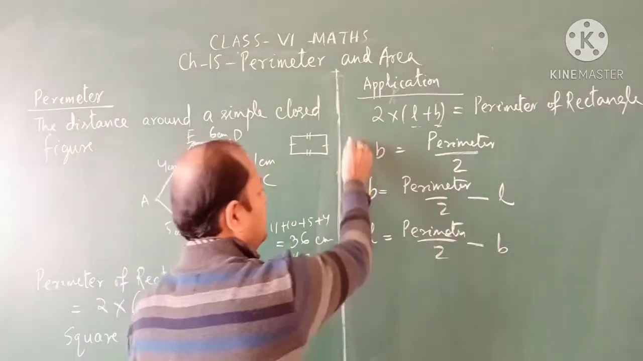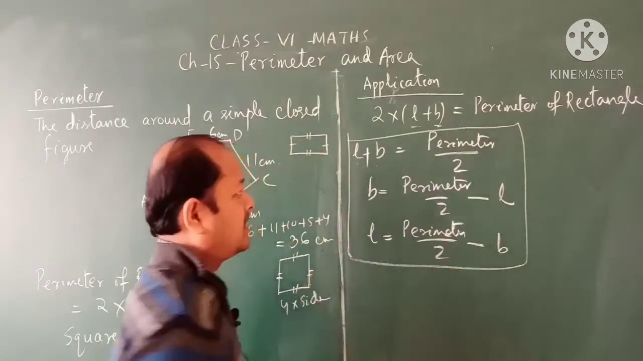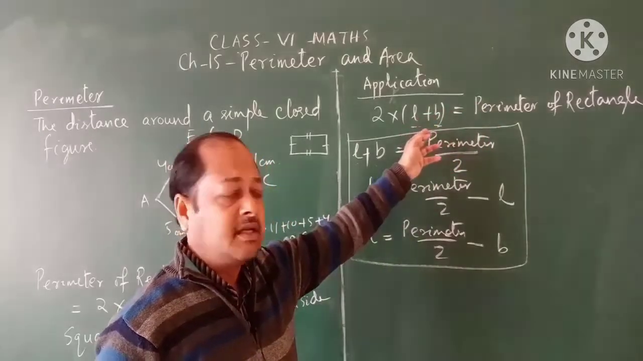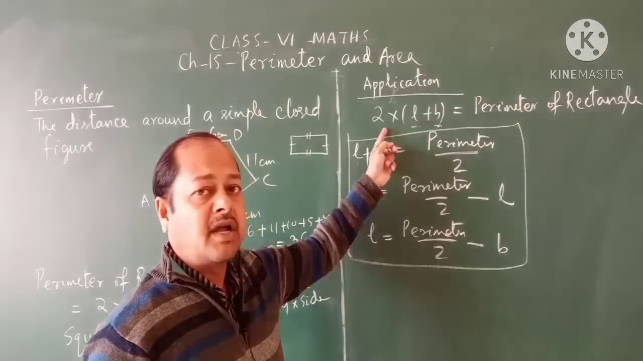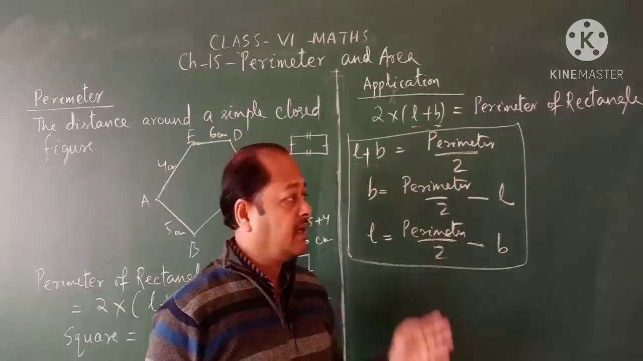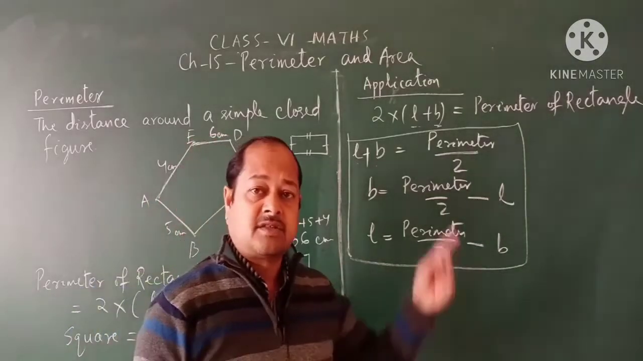This is some of the application based on this formula. Okay, and whenever the perimeter is asked and it is given in length and breadth, you can easily find it using this formula. 2 into (length plus breadth) is the perimeter of a rectangle. Okay, now we are going to solve some word problems based on this formula.